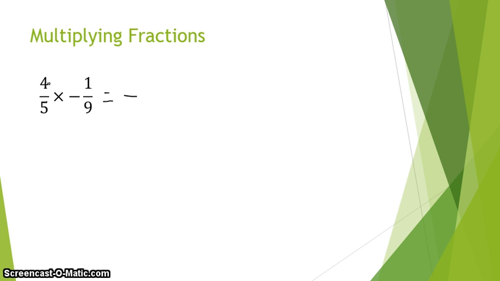And then I just multiply across the top and I multiply across the bottom. So 4 times 1 gives me 4. 5 times 9 gives me 45. I cannot reduce this at all because 4 and 45 cannot be divided by the same number. And that's it. I'm done. That's all that there is in multiplying fractions.